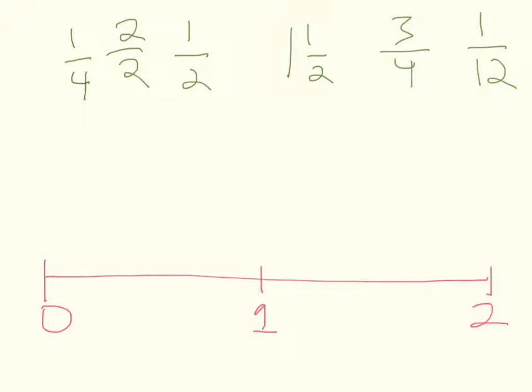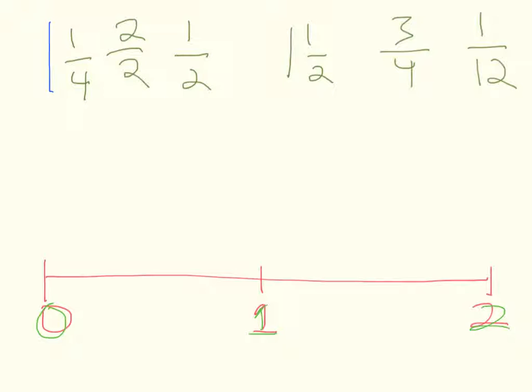Okay, the last one. Now I've tricked you. Haha. My number line starts at 0, goes to 1, and keeps going. It goes to 2. So that must mean that some of these fractions are going to be between the 0 and the 1, and some of these fractions at the top are going to be between the 1 and the 2, and you have to try to figure it out. I'll read them to you now.